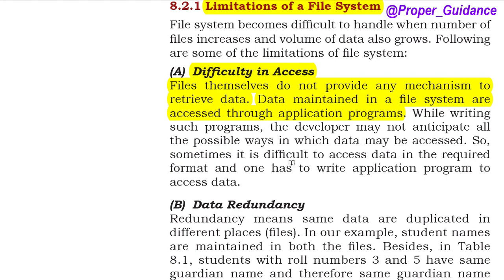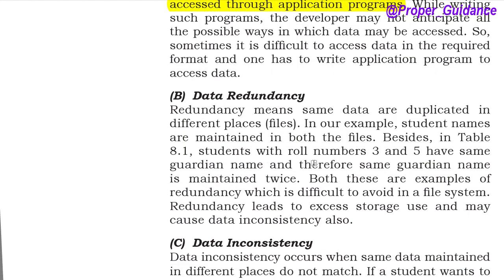So, this is our very first point about limitations of a file system, that we have some difficulties in accessing the required data from a file. Okay. Next point, data redundancy. What does the word redundancy mean? It means repeating. Redundancy means same data are duplicated in different places in the file system.